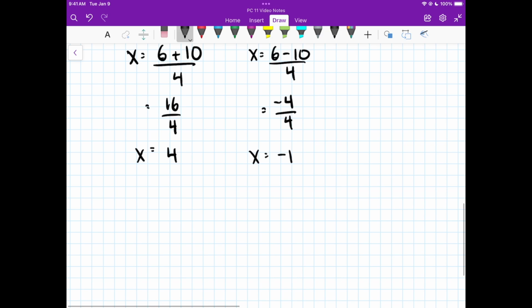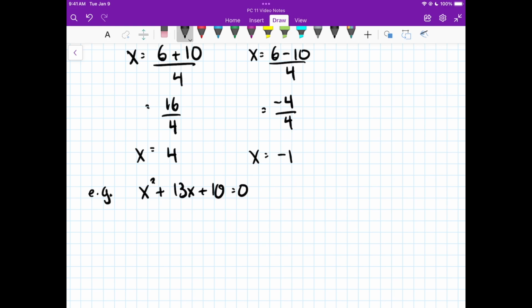But for ones where you can't factor nicely, this one is a really great strategy. So let's try another one. We've got x squared plus 13x plus 10 equals 0. And this one's not factorable.